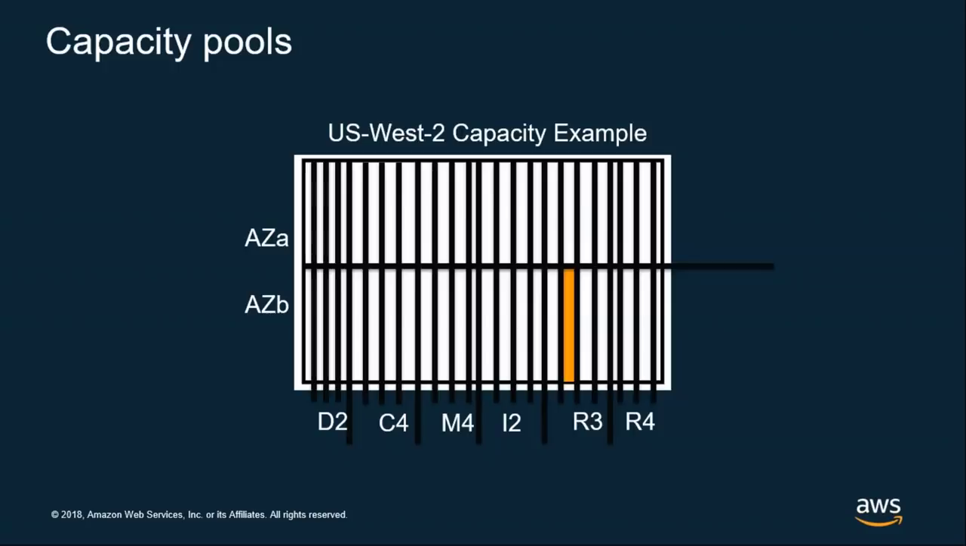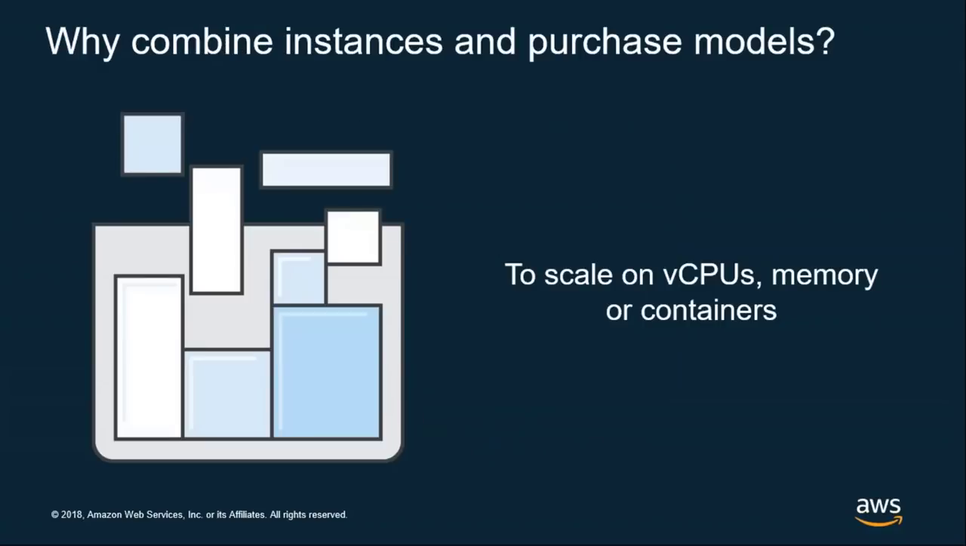But the general idea is, if you're just asking for one instance type, you're really just asking for this tiny sliver of capacity in a region. And with EC2 Fleet, you can make a single request that actually spans multiple of these capacity pools, as many as 50 in a single request.